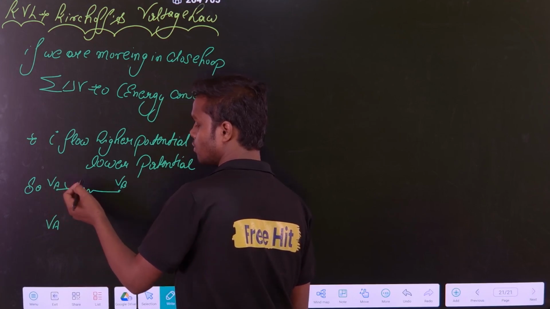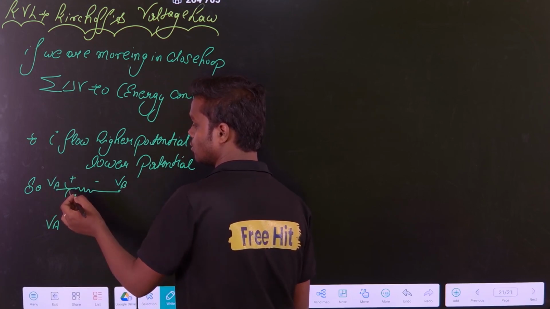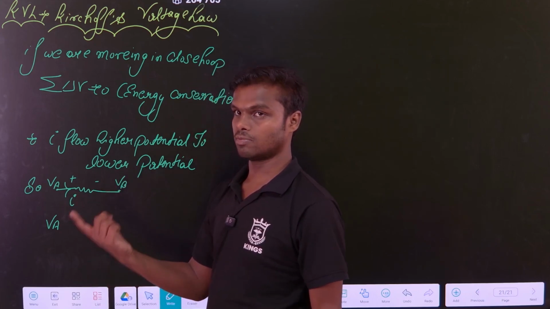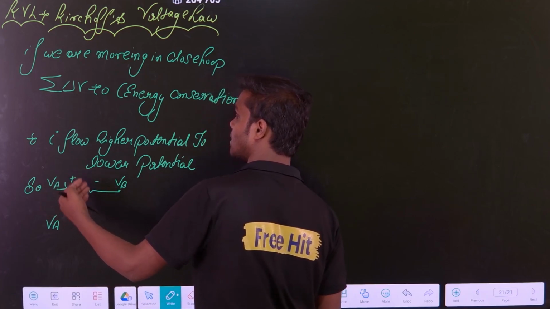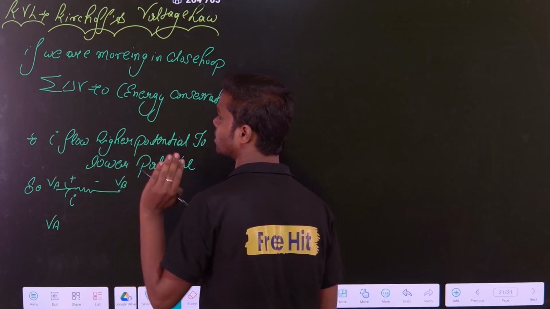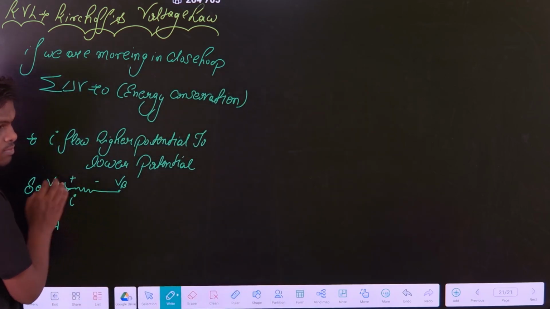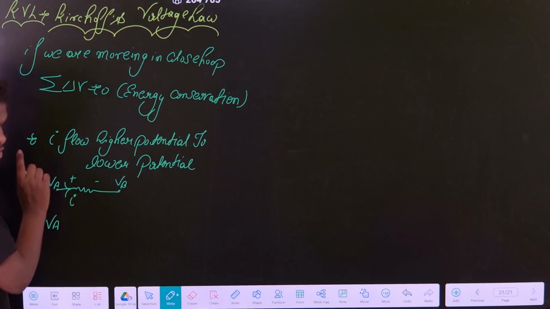Then we know that the current is going from higher to lower, so write it as plus and minus. So with the current, what is the potential drop across the resistor? That is I into R. Now the thing is whether I have to take I into R plus or I into R minus. See, the current is going from higher to lower, which means the potential is decreasing.